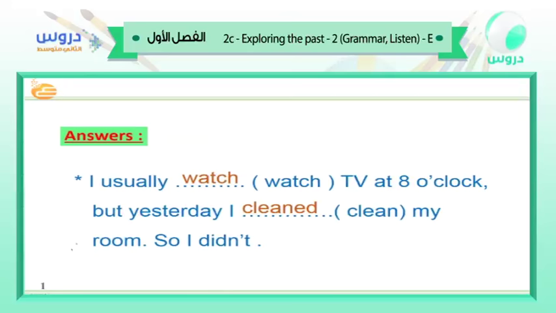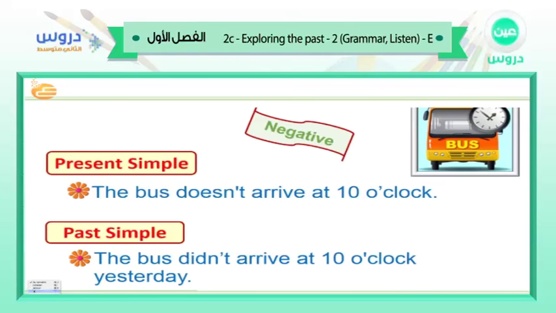I see the answers. I usually watch, with the adverb of frequency, we use the present simple. So watch. Same verb, okay? But yesterday I cleaned. We add ed because we are talking about the past. Okay, everybody? Let's go ahead. Negative means the sentence says no. Present simple. How do I turn it to negative? The boss doesn't.